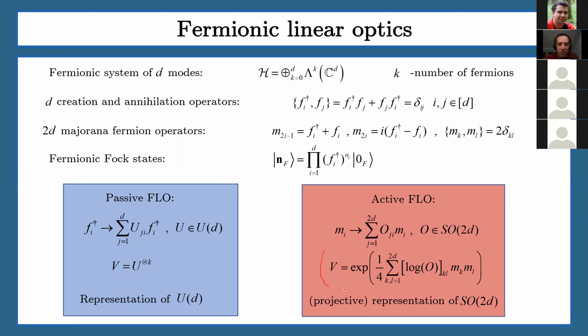Basically, it corresponds to having Hamiltonians that are quadratic in Majorana monomials, or in other words, quadratic in creation and annihilation operators. You can think of it as somehow an analog, maybe not of squeezing, but an analog of Gaussian bosonic linear optics. And it's actually a projective representation of the orthogonal group in the fermionic Fock space.